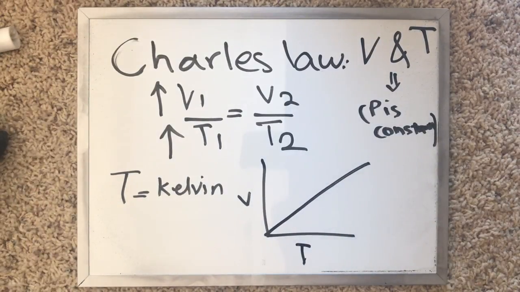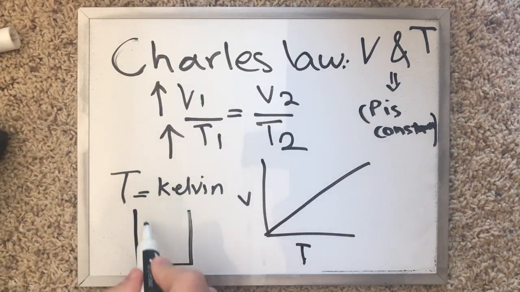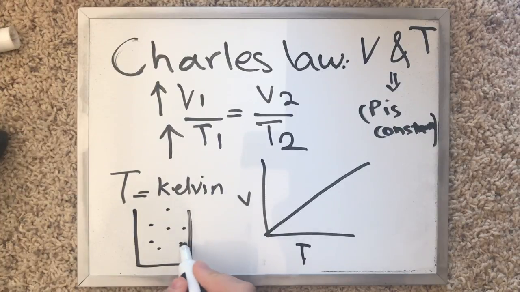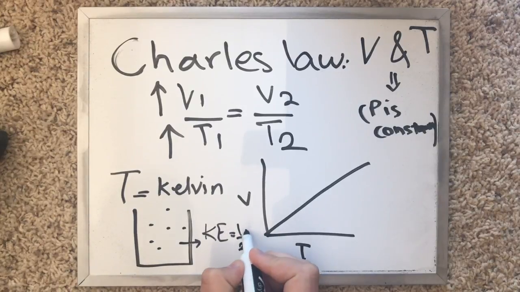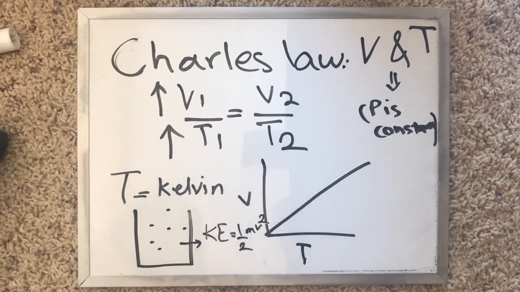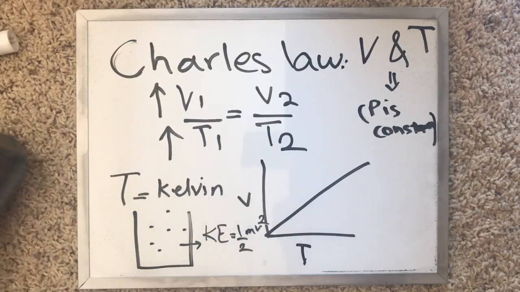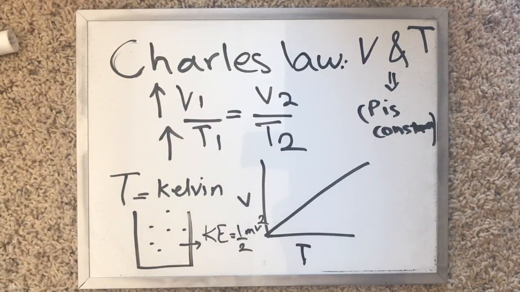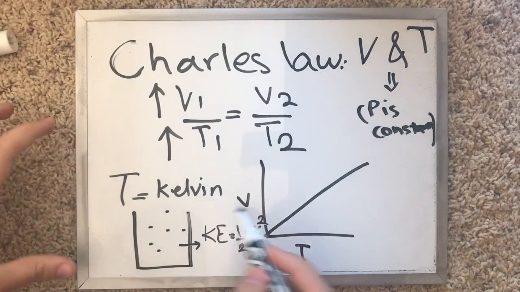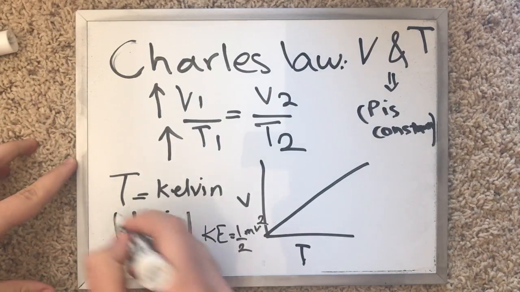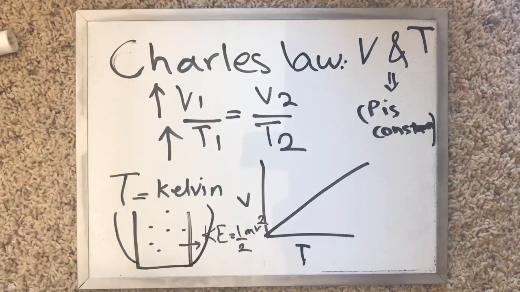And the reason is that when we are in a container with gas particles, as the temperature increases, their average kinetic energy increases. Average kinetic energy equals 1/2 mv squared. So as this increases, the velocity increases, and then they're going to collide more frequently and cause the container to expand. So it's going to get bigger.